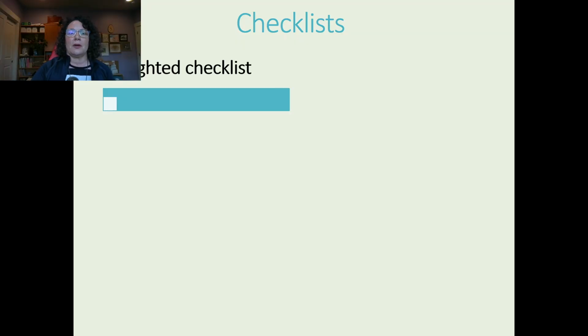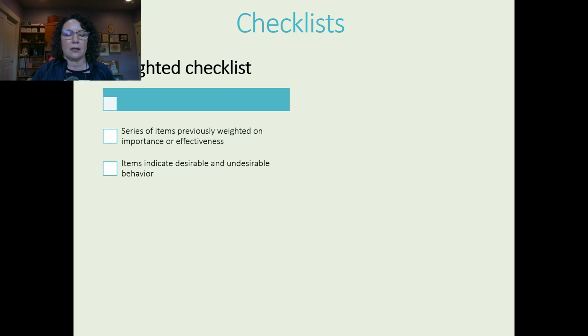Checklists are another way that you can kind of simplify the rating process. There's what we call a weighted checklist, where you have items that were previously weighted on importance or effectiveness, usually by supervisors or somebody in the organization. You want some items that indicate desirable behaviors, and you want some items that are indicating undesirable behaviors. So as an employee, you would want to receive some high scores and some low scores, ideally high on the desirables and low on the undesirables. But you want to have some of both listed so that you're not only looking for positives, or you're not only looking to criticize.